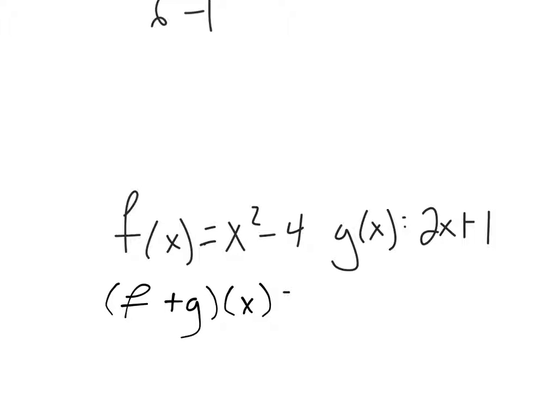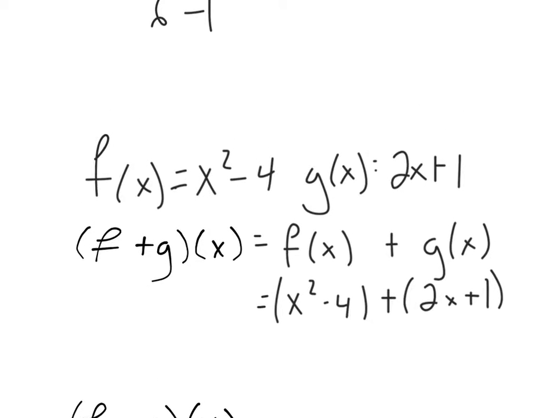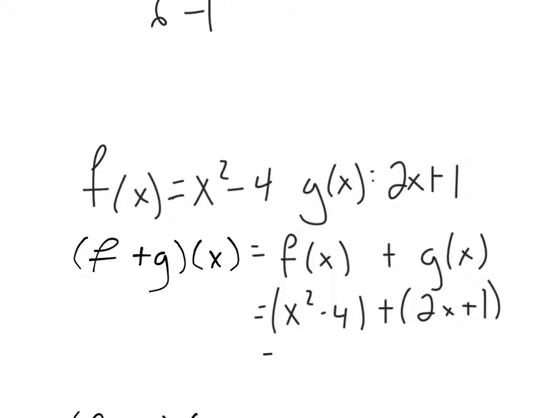So it literally means to take f of x and add g of x, which means that I am simply taking x squared minus 4 and adding 2x plus 1. So from here, I'm combining like terms, right? What's my final answer for this? x squared plus 2x minus 3. Yes, no? Yes. We good so far?